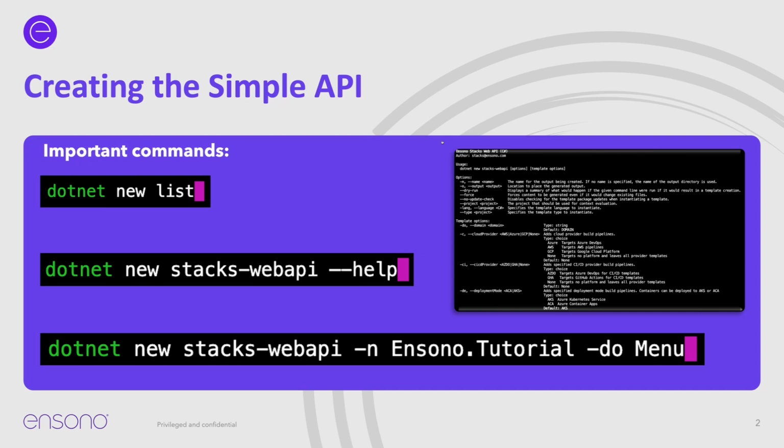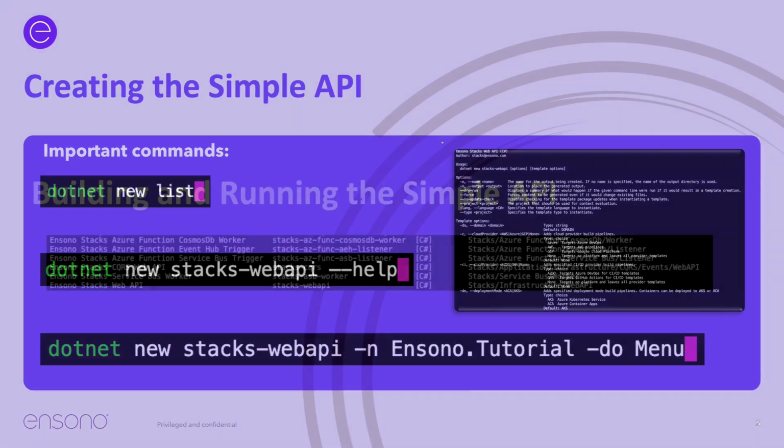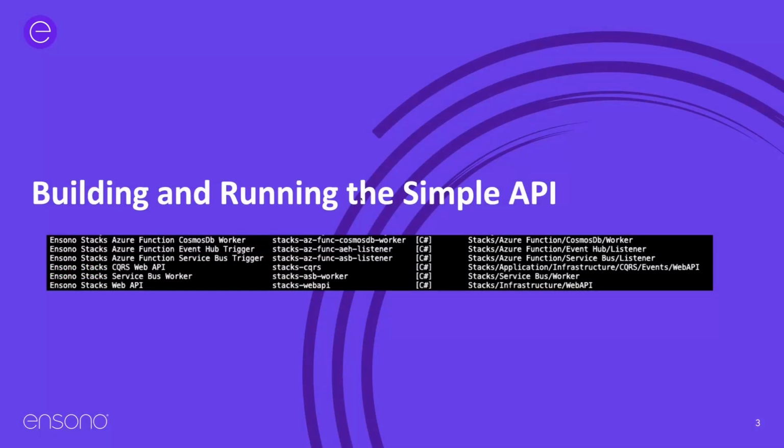The command dotnet new stacks webapi -n Ensono.Tutorial -do Menu will create a simple API with solution and project called Ensono Tutorial and with a domain object called Menu. So, enough talking, let's build a simple API using the .NET Stacks templates.